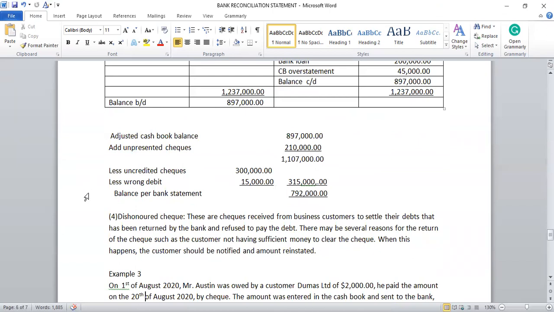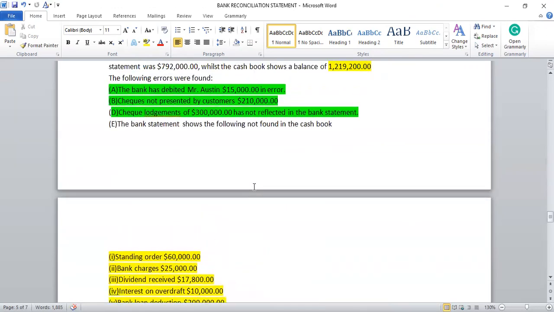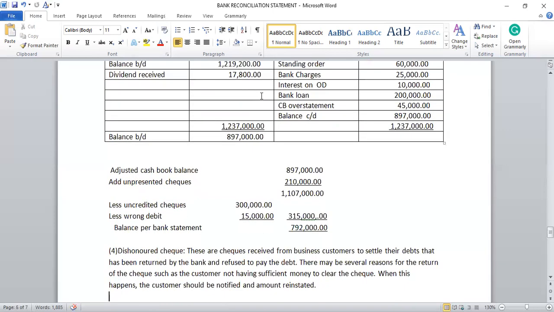Then we add back the wrong debit, the $15,000 that the bank did in error. The bank has debited Mr. Austin $15,000 in error, so we have to add it up. In the first video, you can go and check and see why we are adding the wrong debit. So the uncredited check of $300,000 less $15,000 will be $285,000. Then we deduct it from the bank balance.